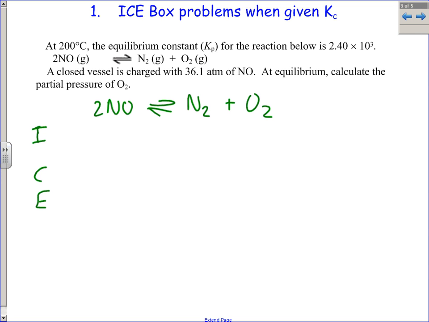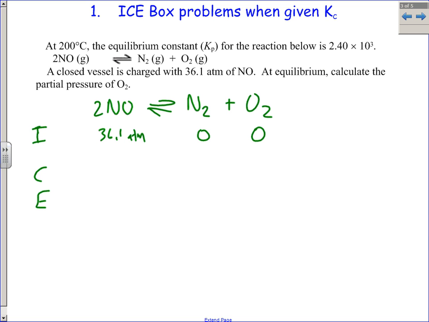Now if I pull information out, besides the fact that it gives me a Kp, which we'll come back to, it says a closed vessel is charged with 36.1 atmospheres of NO. So we know this is 36.1 atm. Now, if we're putting into an empty vessel 36.1 atmospheres of NO, that means we initially have 0 of those. Remember, this is an important concept to really get. Otherwise, this problem will be very, very difficult.